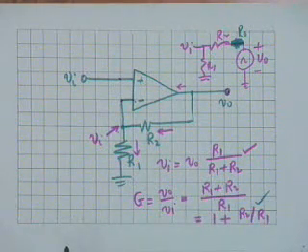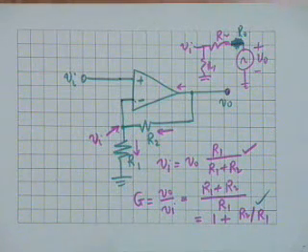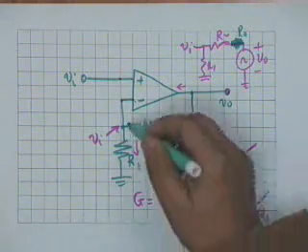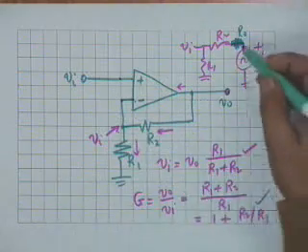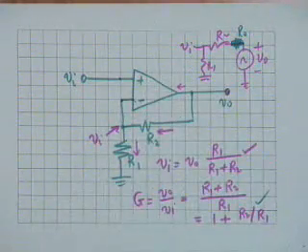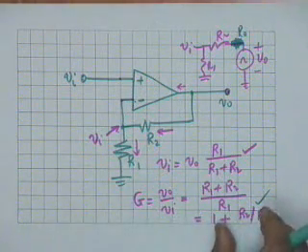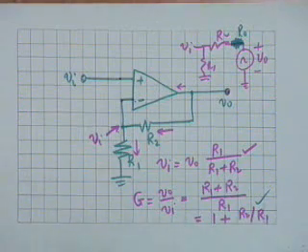And so in practice it will be slightly different from 1 plus R2 by R1. Actually it will be lower than this, because the op-amp shall take a current, the output resistance shall not be 0, and capital A shall not be infinity. So the actual voltage gain will be slightly lower, but this relationship is one of the key relationships.